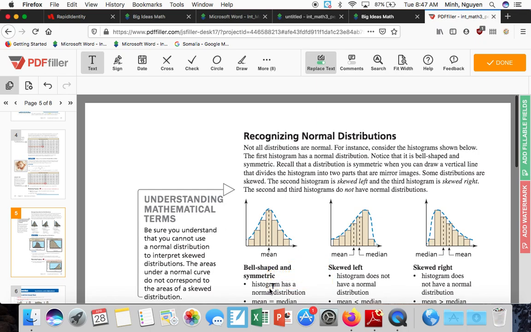Okay, recognizing normal distributions. So bell-shaped and symmetric. Not all distributions are normal. The first histogram has a normal distribution. This is normal. It has to be symmetric about the mean.